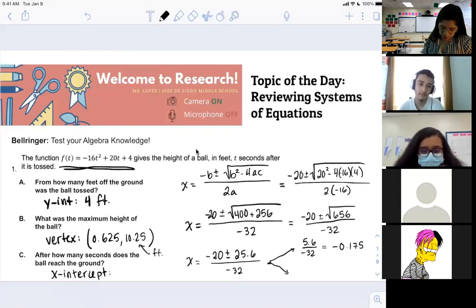And now the one where we subtract. So negative 20 minus 25.6. Negative 45.6. So this is negative 45.6 over negative 32. What do we get? Positive 1.425.